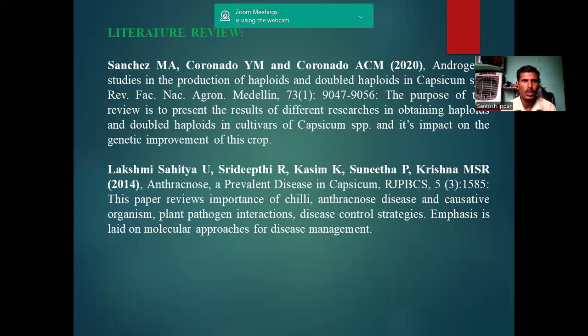Now, this slide shows the literature review, means some researchers have already worked on such topics. That is Sanchez, Conorado, means two different researchers worked on obtaining haploids and double haploids in cultivars of Capsicum species. Then the second review, that is Lakshmi, Sahitya, Sri Dipti, Kasim, Sunita, then Krishna.